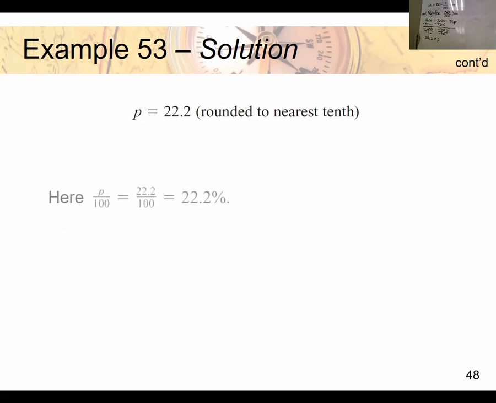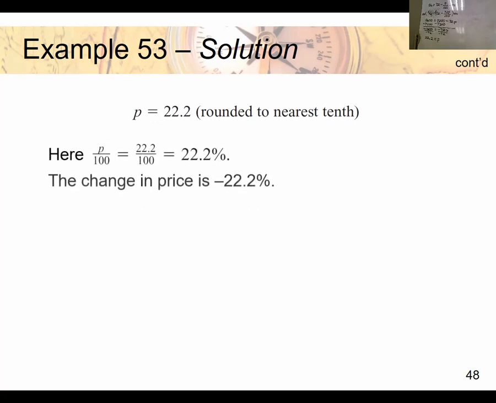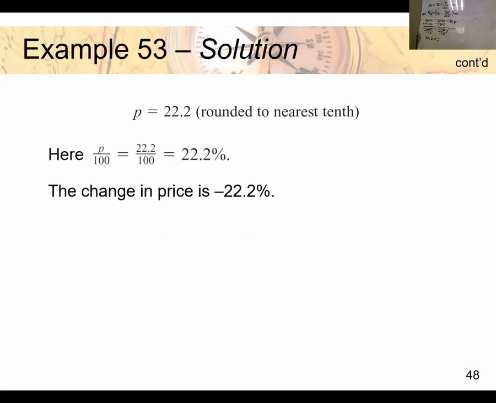Okay, now we can move on. Well, there we go. So here the change in prices, and they're using the negative sign, negative 22.2%. Or you can say, in this case, 22.2% decrease.